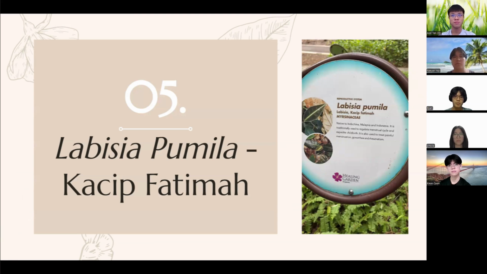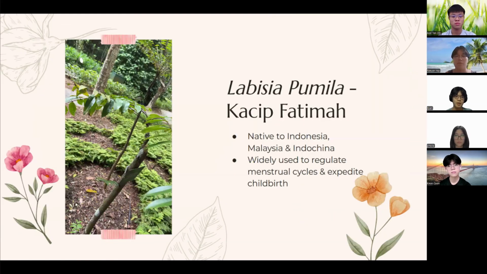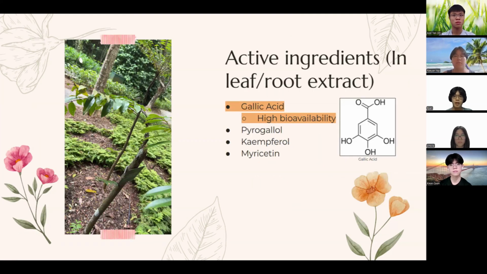Okay. Thank you, Evo. Now I'll be talking about my plant, Labicia pumila, otherwise known as Kachip Fatima. Labicia pumila is a plant that's native to Indonesia, Malaysia, and Indochina, and its roots and leaves are widely used to regulate menstrual cycles and expedite childbirth. In the extract of the leaves and roots, there are multiple active ingredients. However, a few of them are gallic acid, pyrogallol, kaempferol, and myricetin.